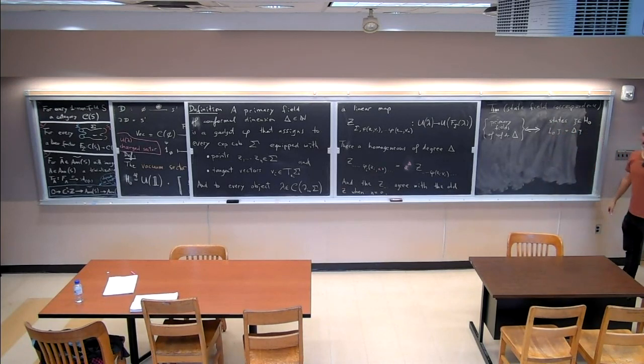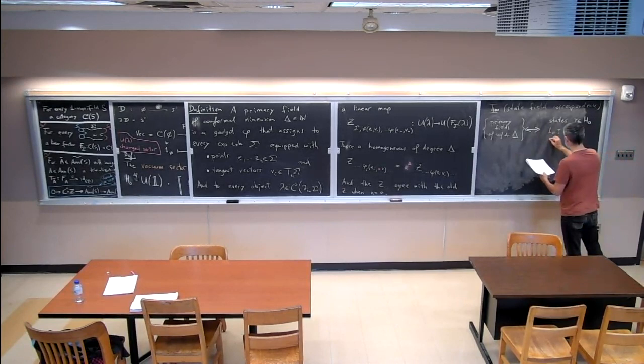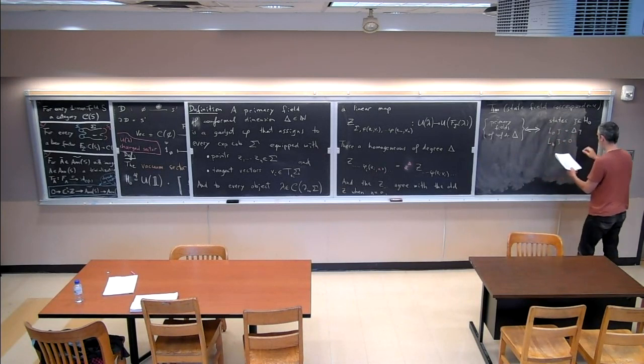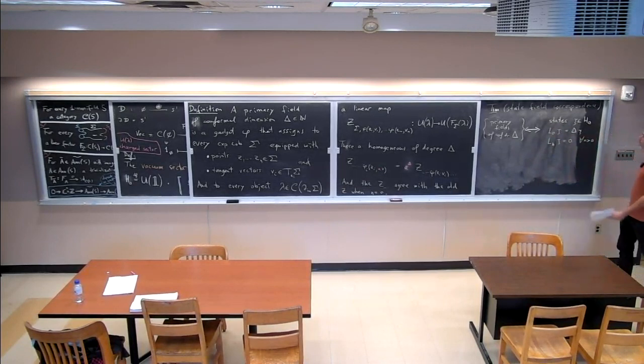So they have to be eigenvectors for the eigenvalue delta, and Ln of xi equals 0 for all n bigger than 0. And that's what makes these fields primary.